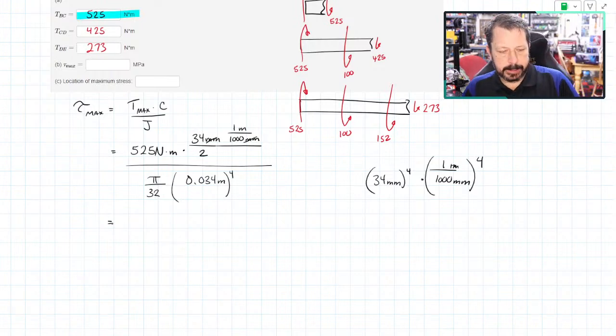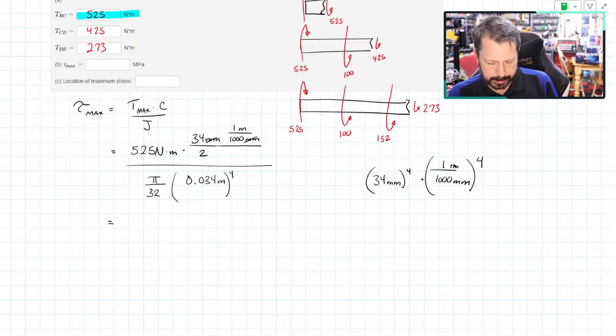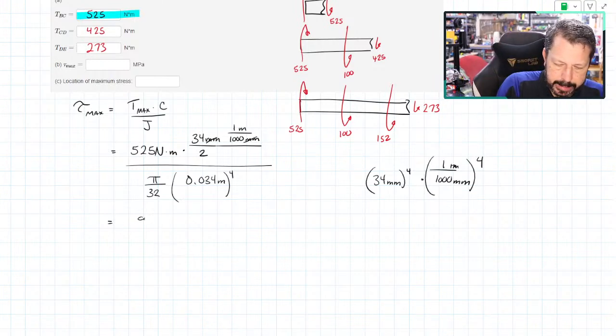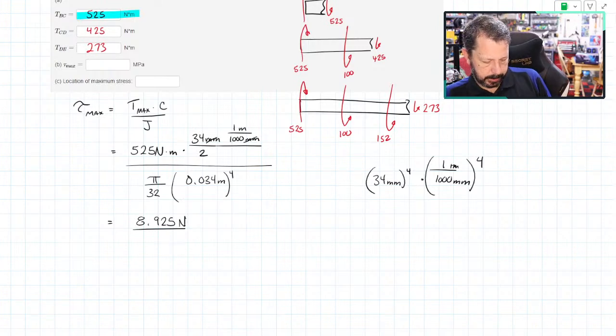So let's see what numbers these are. 525 is already in Newton meters, so that's good. Times 0.034, so 34 divided by 1,000. And then that's got to be divided by 2. So our numerator is 8.925, that should be newtons. And then our denominator is pi divided by 32 times 0.034 raised to the 4th power.